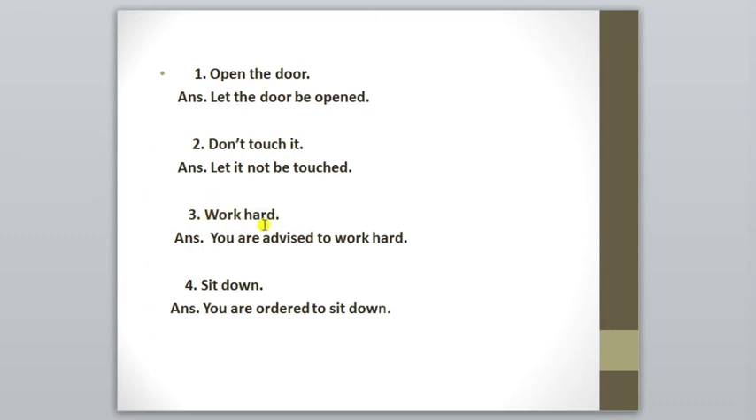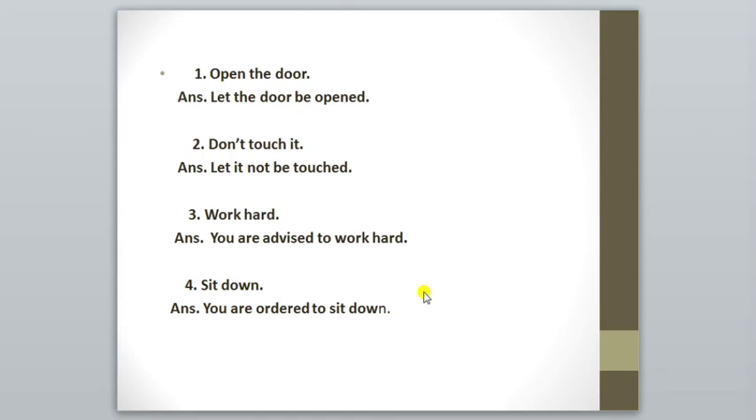there is no object in your imperative sentence, at that time you have to write in this way. Okay. You are advised to work hard. Here in this imperative sentence, object is not there. So, you are advised to work hard. Fourth one, sit down. Here also object is not there. So you are ordered to sit down. Similarly, you can say stand up, means you are ordered to stand up.